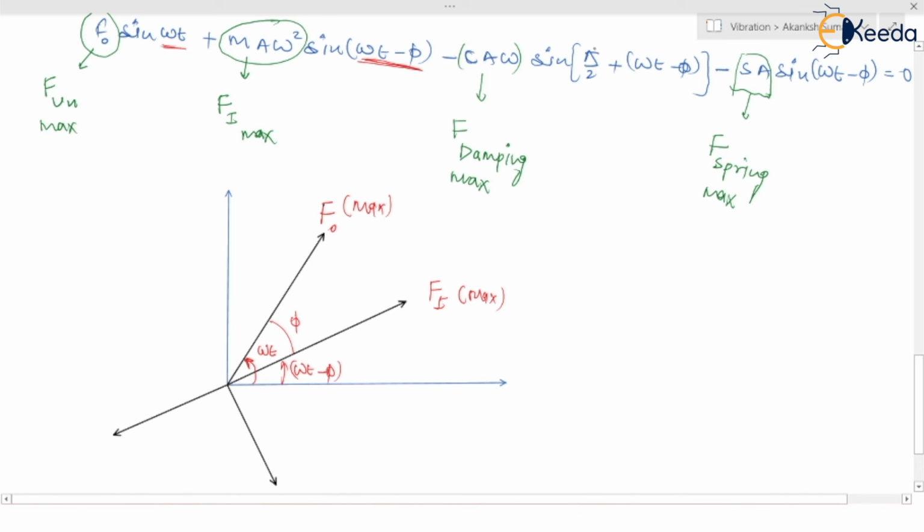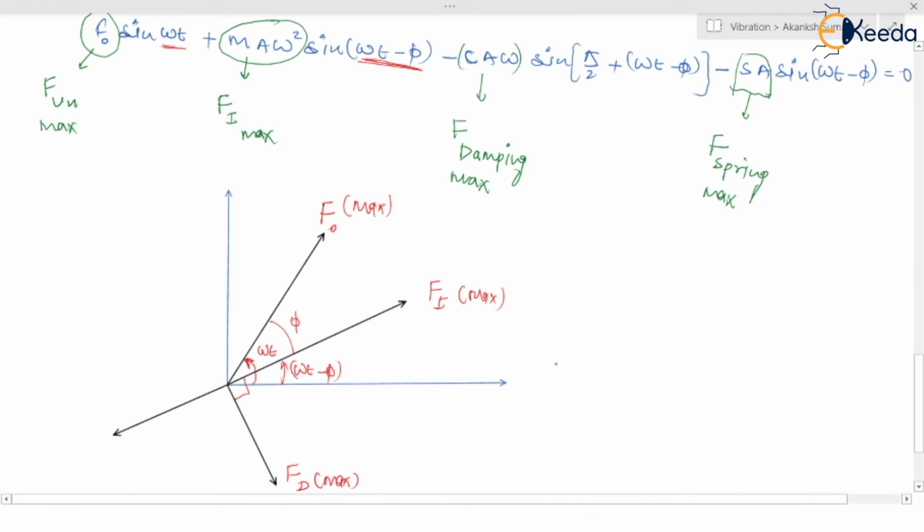That's why this is pi by 2 plus omega t minus phi. That means what is the angle? Omega t minus phi, this is the inertia force. So you have to consider a 90-degree angle, but you have to add 90 degrees to this angle. But the thing is that there is a minus sign. Minus sign means in the reverse direction. That's why it would be like that, and this would be the damping force maximum value. Okay, that means the damping force is at a 90-degree angle, but it is in the reverse direction.